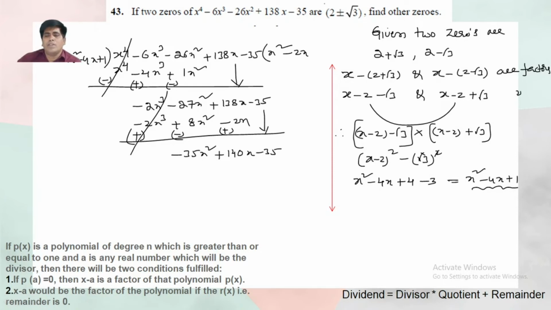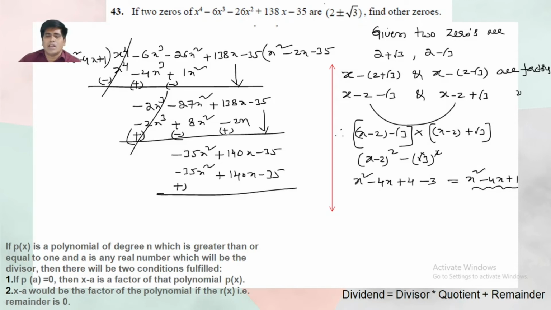Now multiply with minus 35. So all these three terms we have to multiply with minus 35. What will you get? x square into minus 35 is minus 35x square. Minus 4x into minus 35 is clearly 140x. 1 with minus 35 is minus 35. I got the same expression.